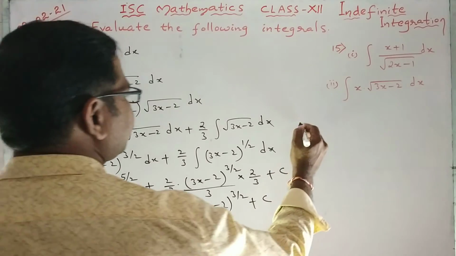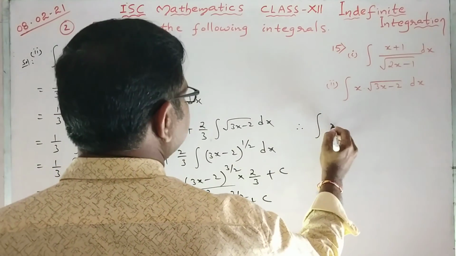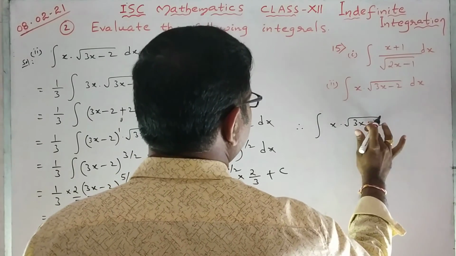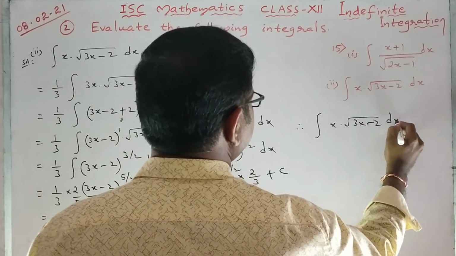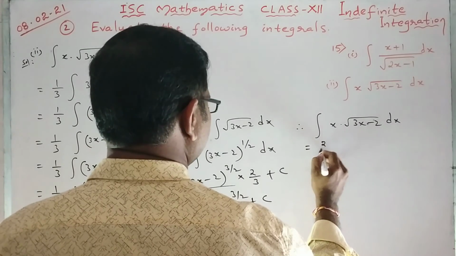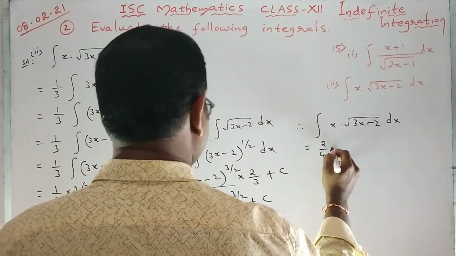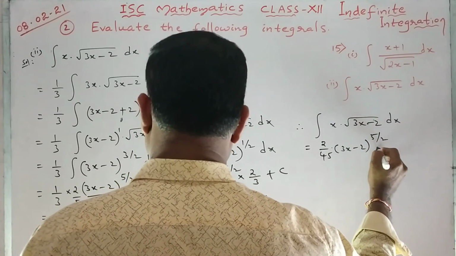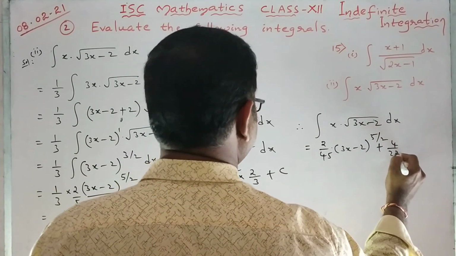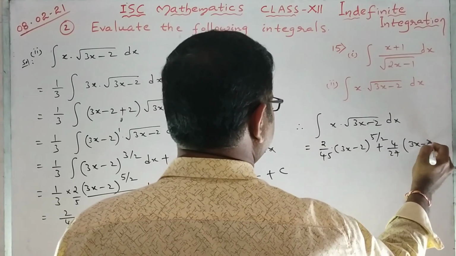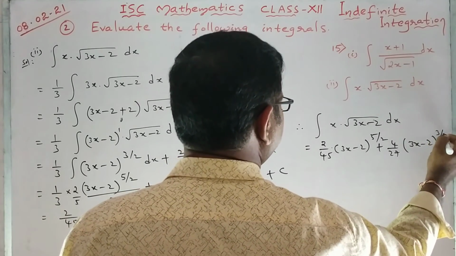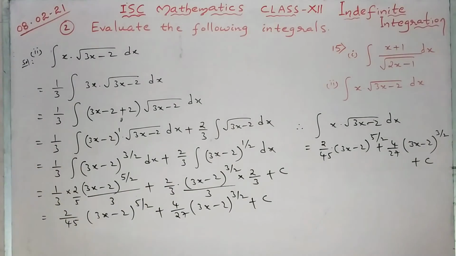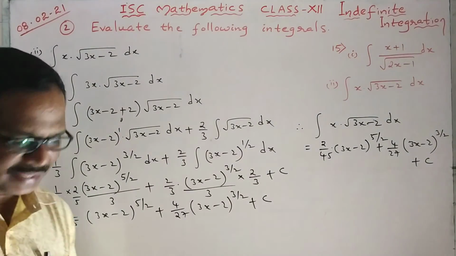Therefore, this step is compulsory, you should never forget it: integral of x into root of (3x minus 2) dx equals 2 by 45 (3x minus 2) whole power 5 by 2 plus 4 by 27 into (3x minus 2) whole power 3 by 2 plus c. That is the end of solution. Hope it is clear. Thank you.